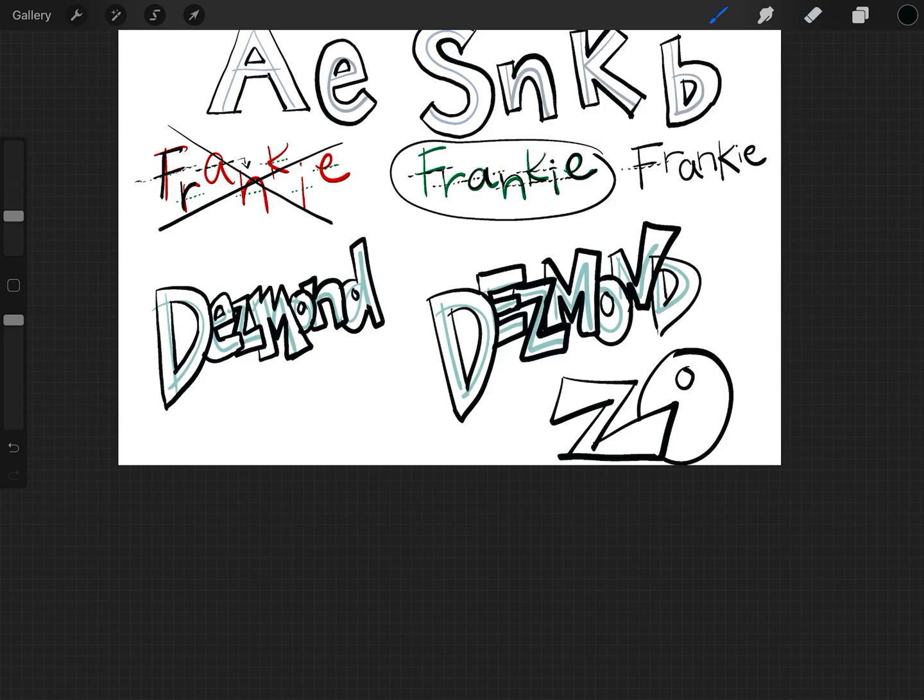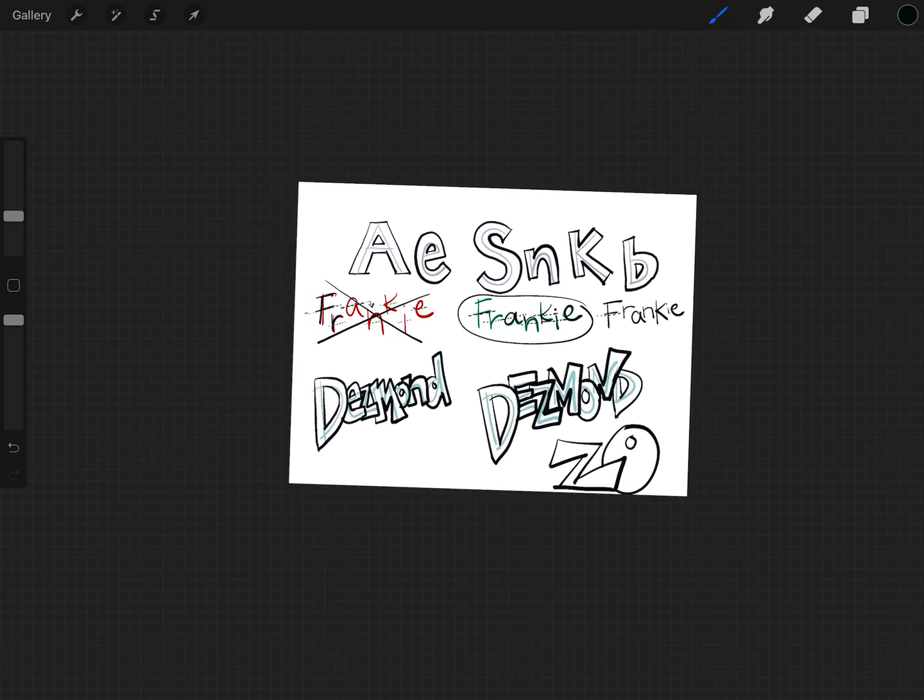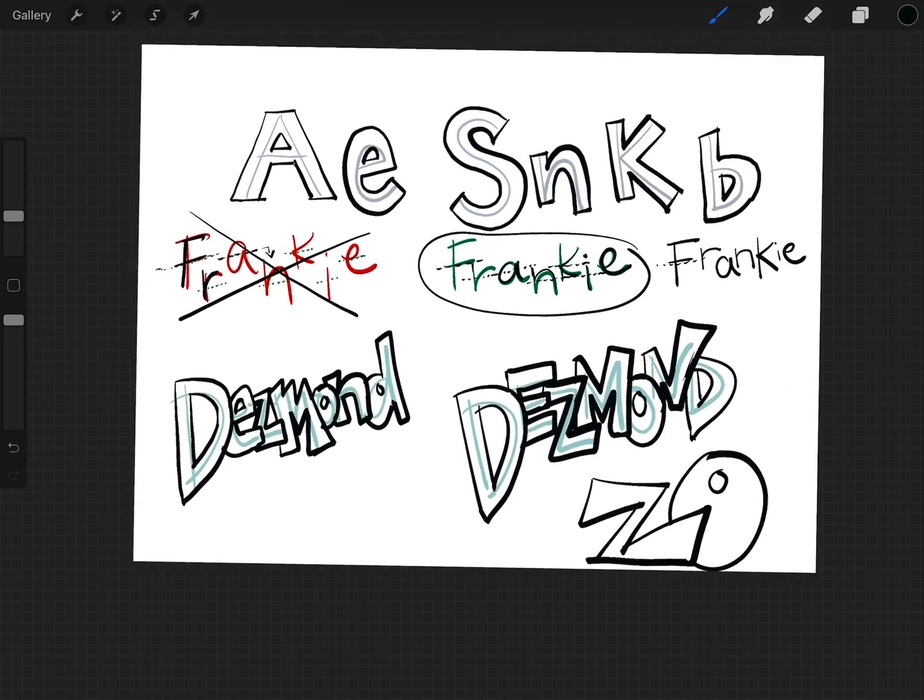It does become a little bit more challenging to read when it's overlapped. You really have to make sure your letters are neat. But again, it does look really fun. So that's how to create block letters.